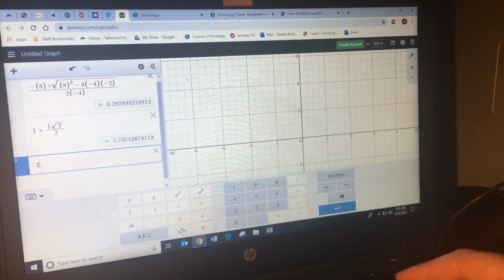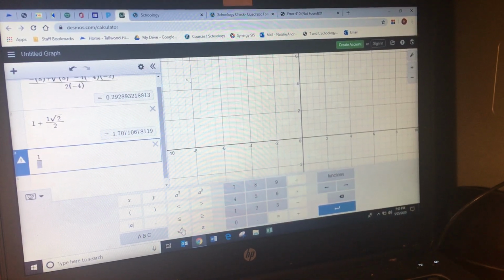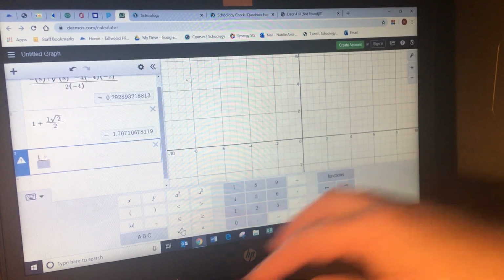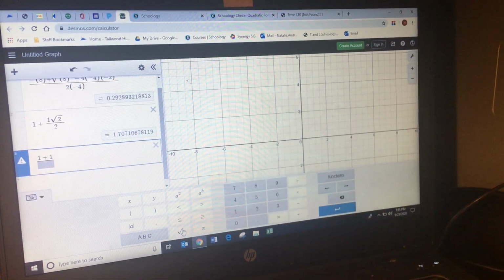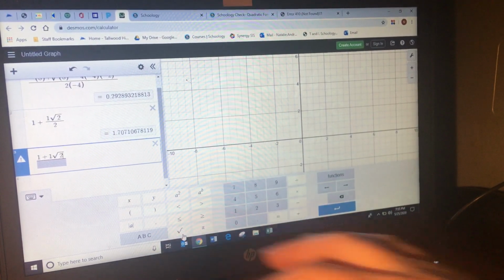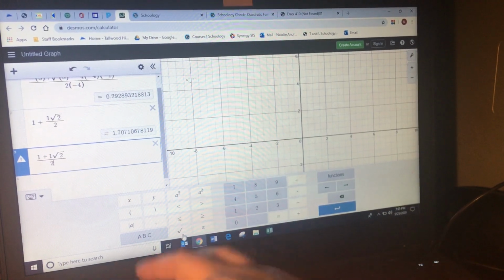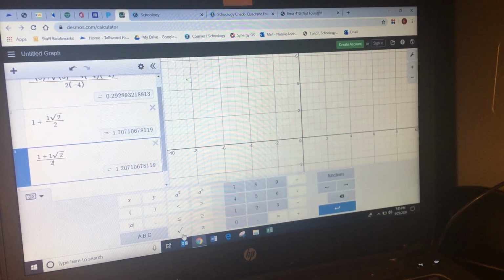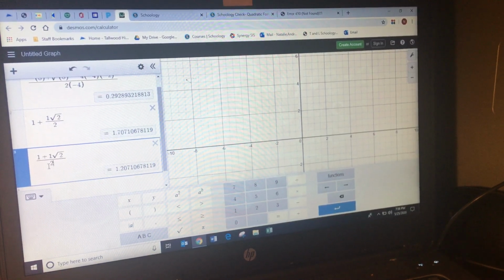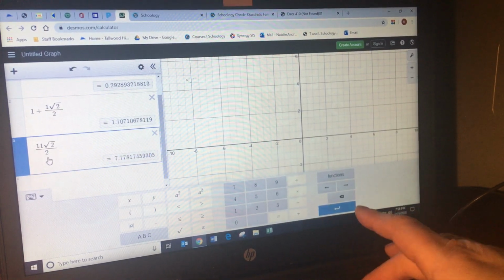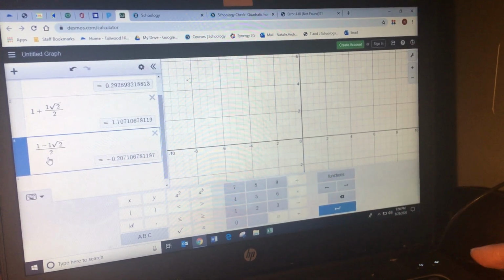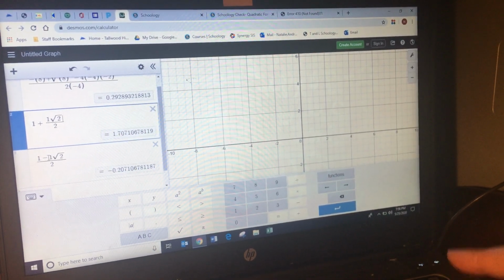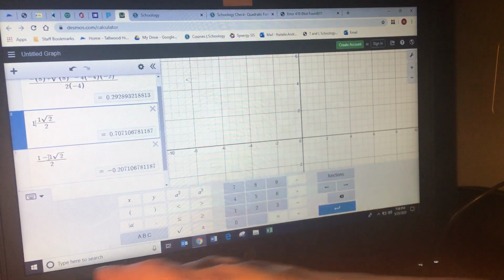Supposed to be on the, let me rewrite that real quick. See that? Gives us some really weird answers. I'm just double checking everything I can before I move on.